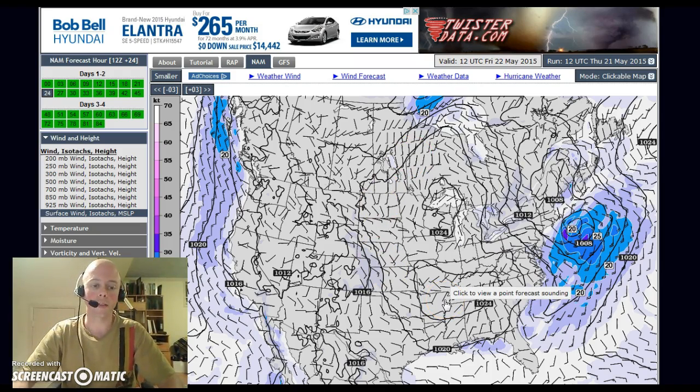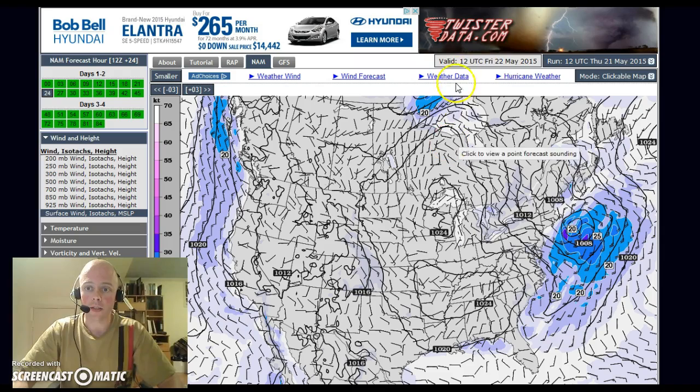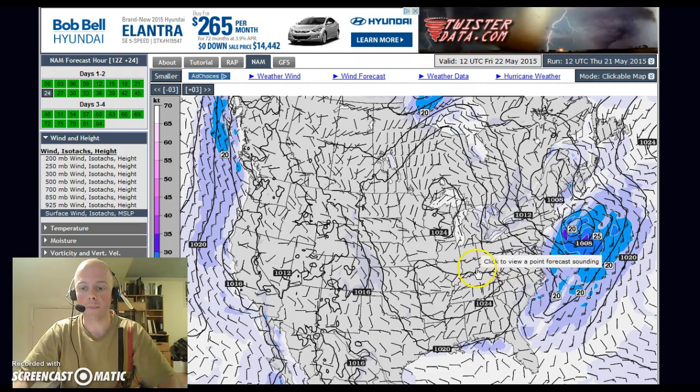It's a free website that I use in forecasting because it produces some nice graphical model output. In any case, this is 12Z on Friday, so this is Friday morning for the continental United States anyway. And this is surface pressure with wind barbs, and then colors are wind speed. The brighter the colors, the higher the wind speeds are. What I want to highlight here are a couple of features.